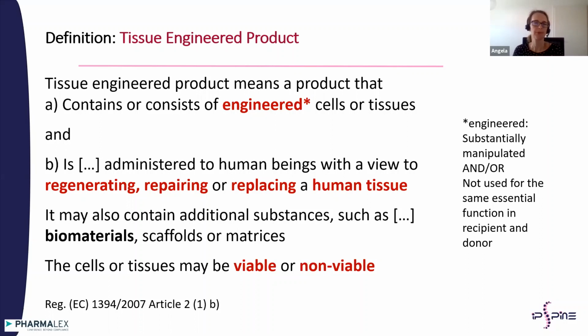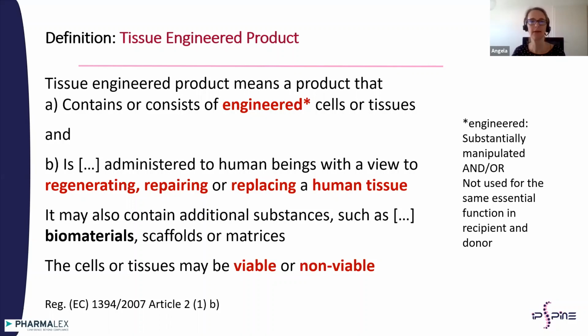So the tissue-engineered product is administered with a view of regenerating, repairing, or replacing a human tissue. It is also said that it may contain additional substances, such as biomaterials, scaffolds, or matrices. And it is said that the cells or tissues may be viable or non-viable. By the way, non-viable tissues are extremely rare. They do exist. I even dug up an example once, but usually you have living cells for both products.